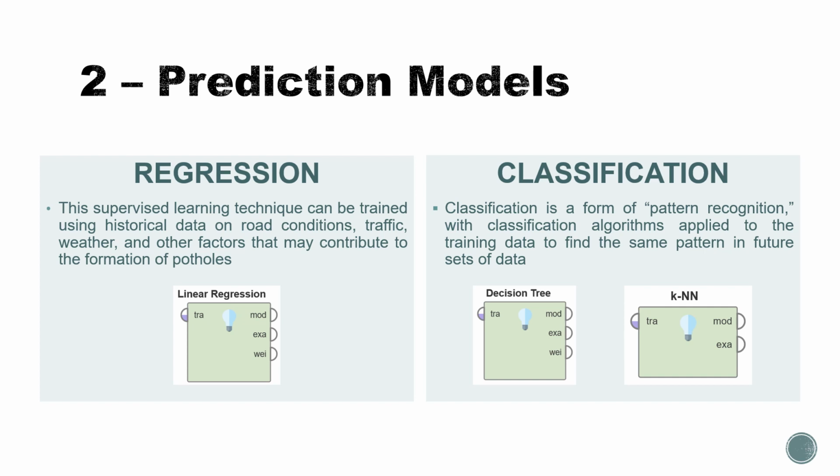We will be using the supervised technique for predicting the probability of developing potholes using regression and classification models. That is, by using a regression model, we will be predicting the relative attributes that favor pothole generation. And by classification, we will be identifying pattern recognition.